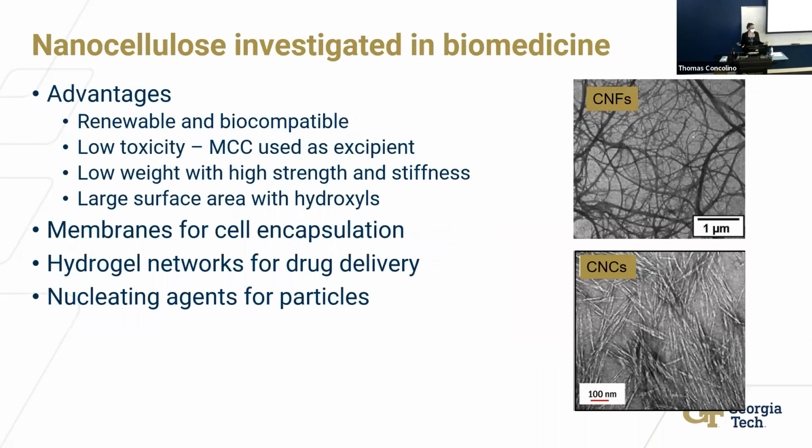Now, some of the reasons why nanocellulose in particular is that it has advantages in that it's renewable and biocompatible. It also has a low toxicity. So microcrystalline cellulose is used commonly in pharmaceutical formulations. So many of the tablets you have use it as a binder and a filler. It has a low weight with high strength and stiffness, and then this large surface area for hydroxyls.